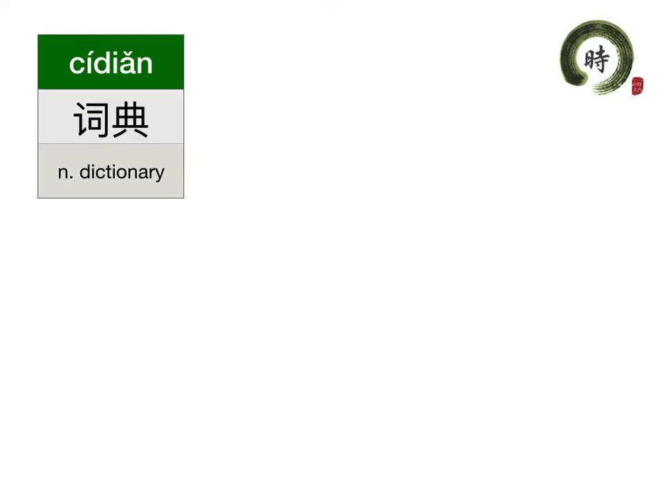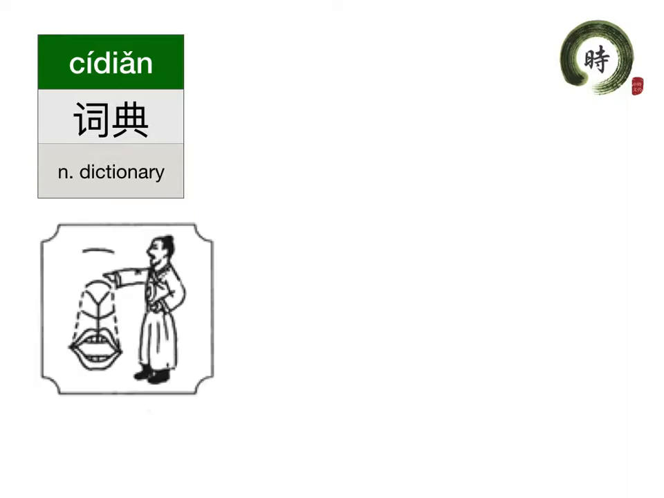And next word is 词典. 词典 means dictionary. 词 in ancient China means the words for an order. So here we have the image that a person is issuing orders. And here the radical is 言字旁, which means to talk or to say something. We have the same radical in the characters 说 and 话. And this 词 in 词典 means words.